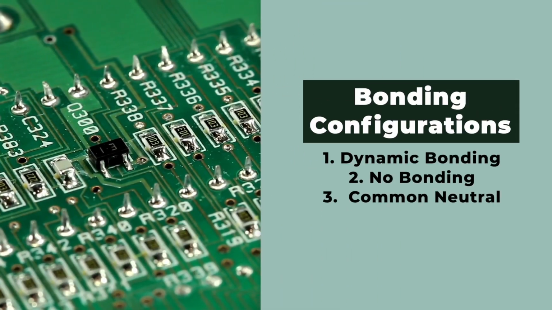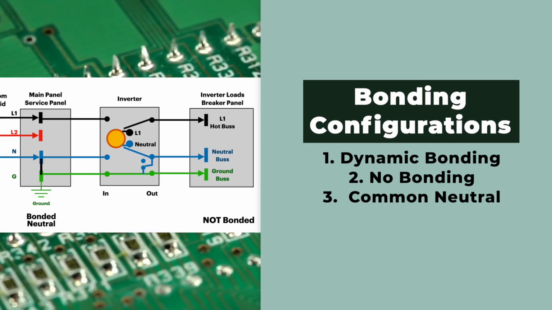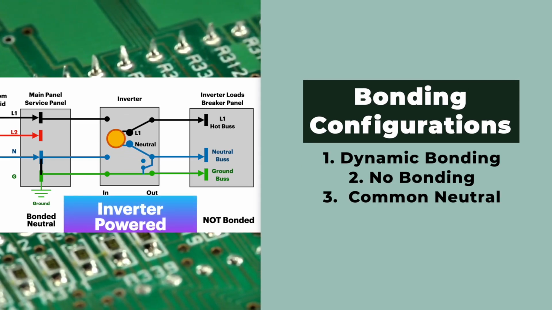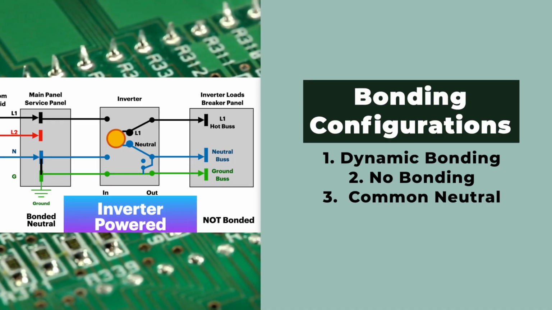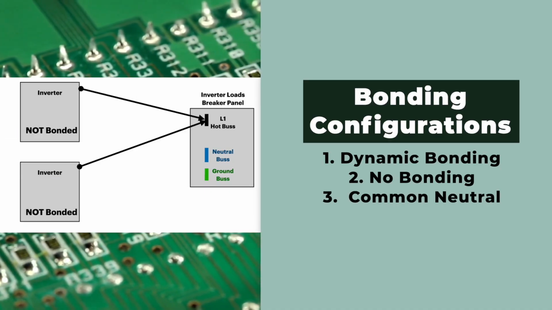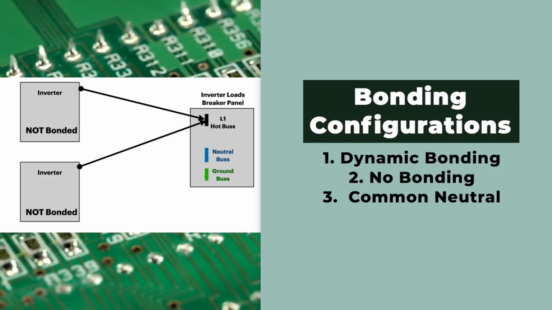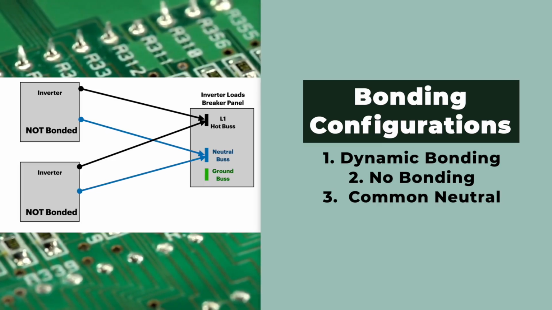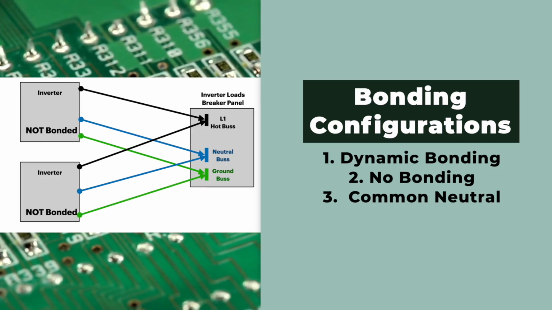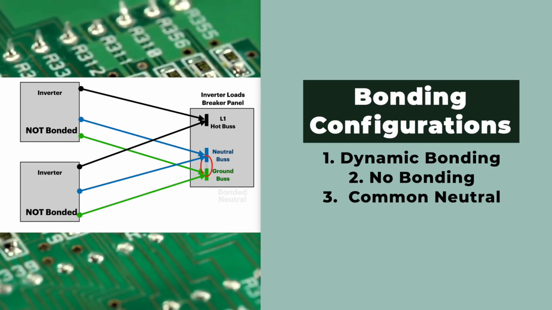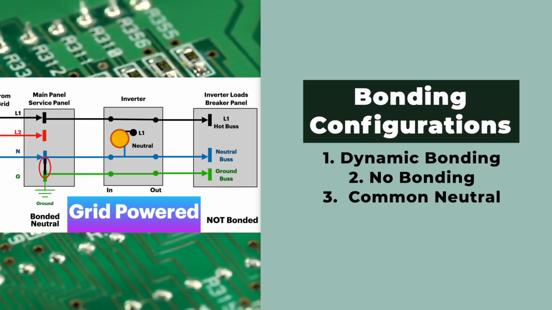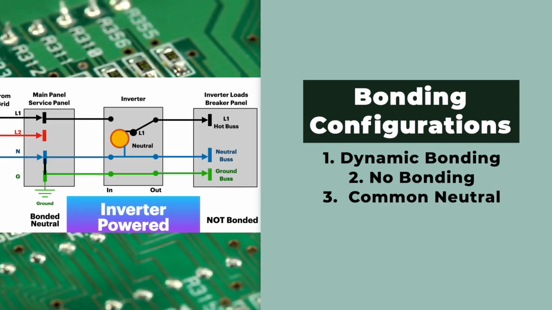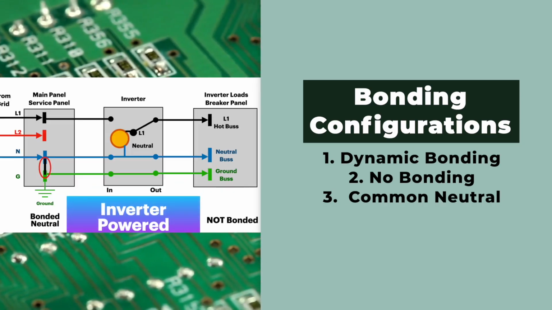Okay, so to quickly review, dynamic bonding was great for a single inverter when you want to use the grid and the inverter and have the dynamic bond take care of your bonding for you. The no bonding system of inverter is good when you want to stack multiple inverters and put your bond in the breaker panel that's after your inverter. Common neutral is the most flexible and always uses the existing bond in your main service panel.